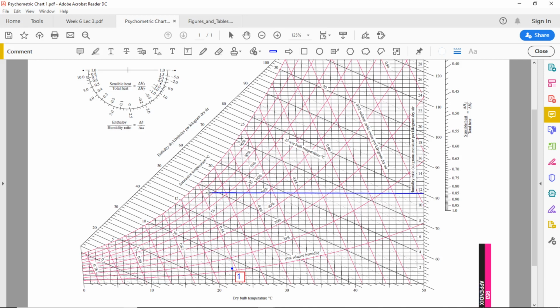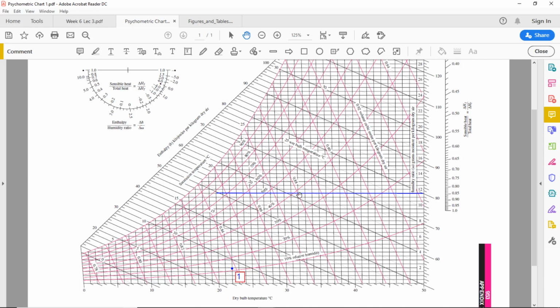So we know that once we start from state 1, we should end up on this horizontal line where the humidity ratio is 11.5 grams per kilogram dry air. Where on this horizontal line we will end up, we don't know yet.